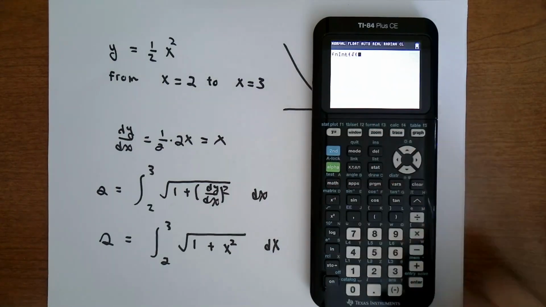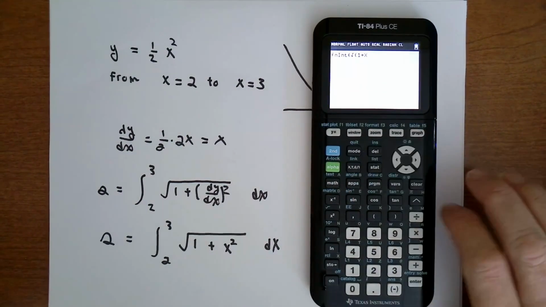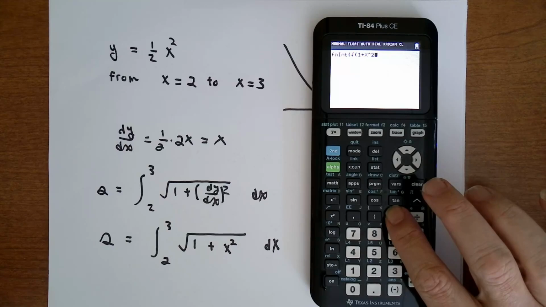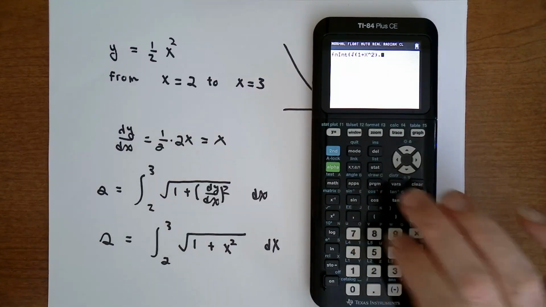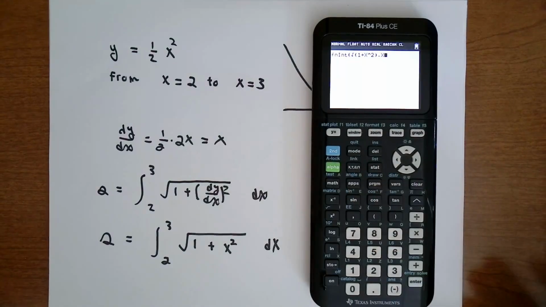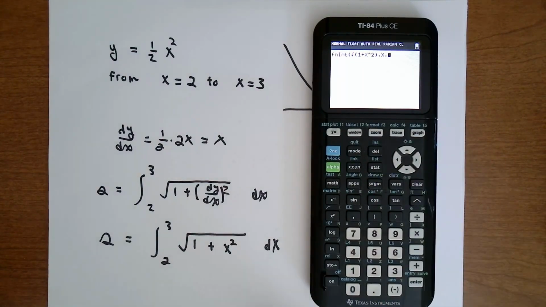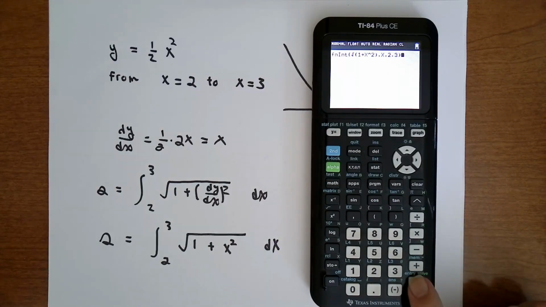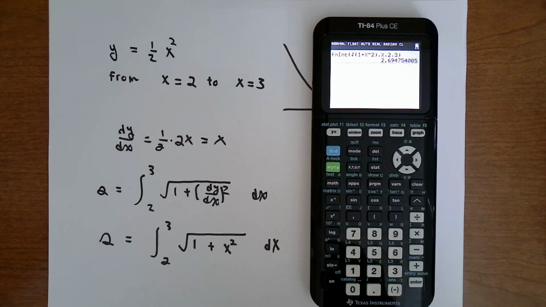Square root, 1 plus x raised to the 2 power. I have to close parentheses on the square root. Then, comma, the name of the variable is x, comma, I'm starting at x equals 2, comma, ending at x equals 3, close parentheses. According to the calculator routine, the arc length that we're interested in is about 2.6947.